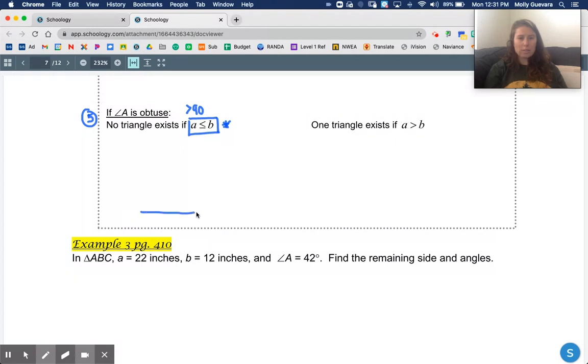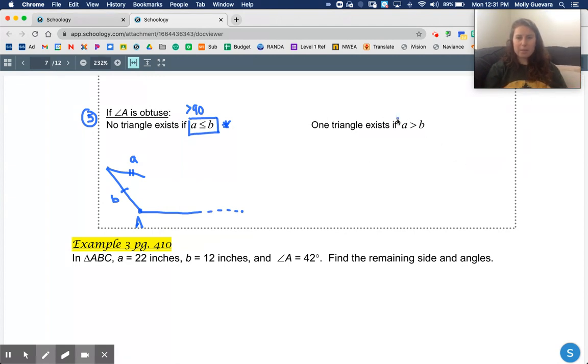So what this looks like is, this goes on forever. I'm going to call this A. A is obtuse, so it's going out here, right? So if this is side A, and that's shorter than side B, there's no way that that is going to reach all the way down here. Okay, so there's literally just not enough side length to make the triangle.